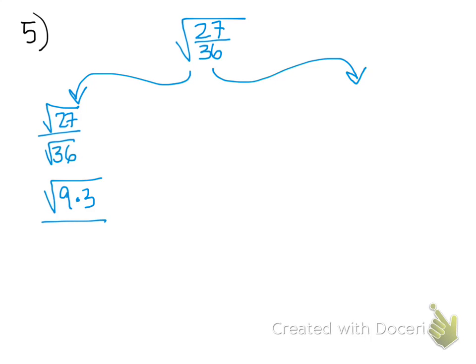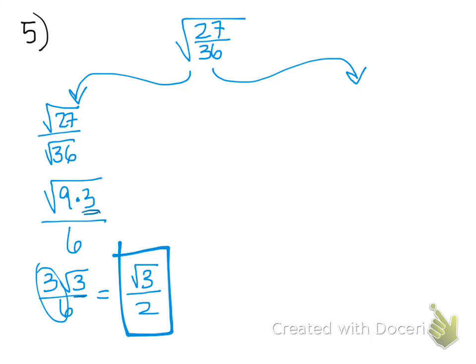27 can be broken up as 9 times 3, because 9 is a perfect square. And the square root of 36 is 6. When I simplify that numerator, the square root of 9 is 3, but I'm still left with the square root of 3 inside the radical. And of course it's over 6. And then I can simplify 3/6 into 1/2. So you could write that 1 there if you want, but you don't have to. And so the square root of 3 over 2 would be my final simplified answer.